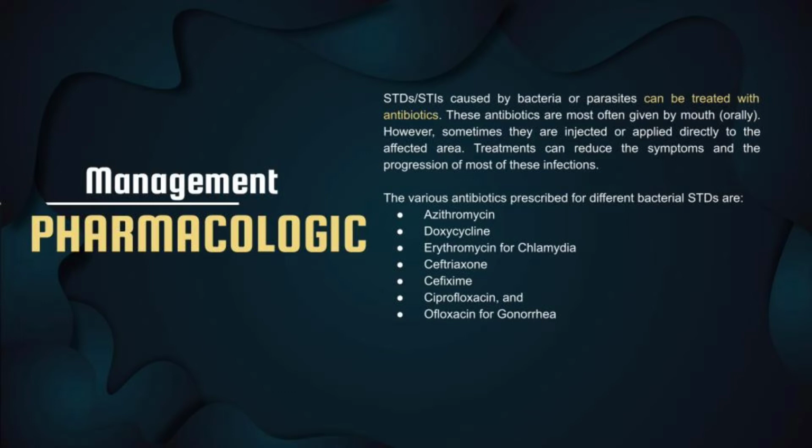Next we have pharmacologic management. STDs or STIs caused by bacteria or parasites can be treated with antibiotics. These antibiotics are most often given by mouth, orally. However, sometimes they are injected or applied directly to the affected area. The treatment's complications and outcomes for viral STIs depend on the particular virus, such as HIV, genital herpes, human papillomavirus, hepatitis, or cytomegalovirus. Treatments can reduce the symptoms and the progression of most of these infections.